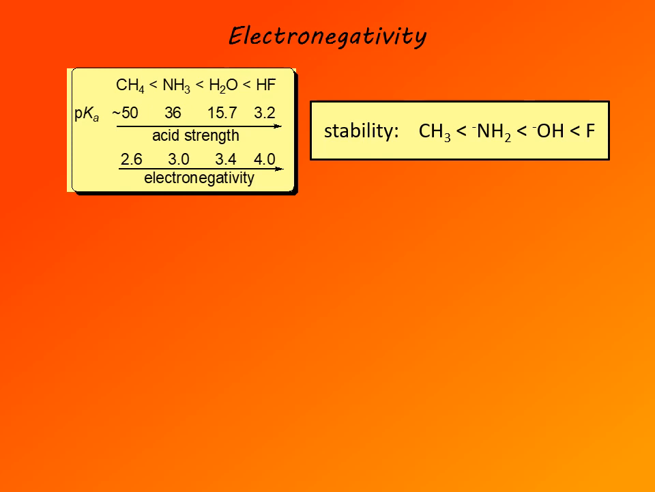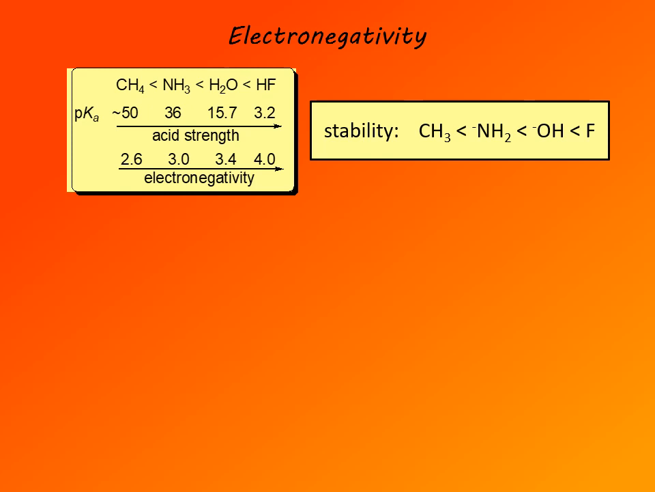Carbon is very unstable in this form with negative charge and free electron pair, and will readily pick up any proton that is available around to form methane. Next we have amide anion. That one is slightly more stable, but actually amide anion is a very strong base, extremely strong base, and is used, for example, in the form of sodium amide as a very strong base.